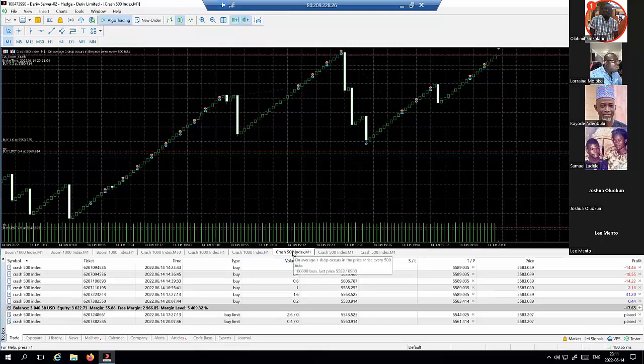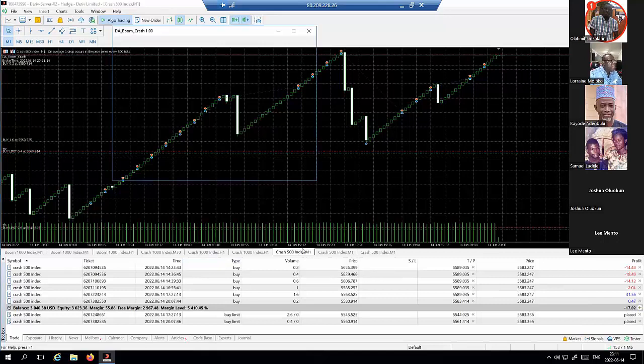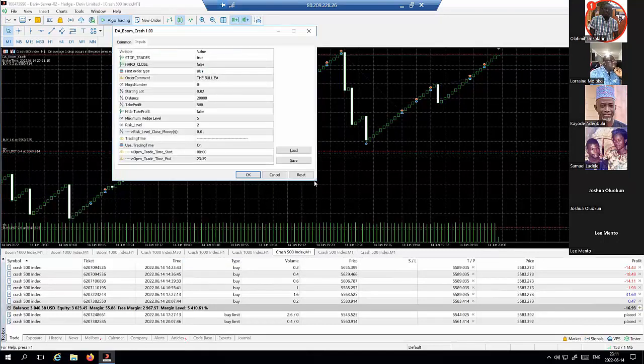Now, if you come to chart number 1, I'm talking about the Crash account I'm trading. This is my live account. There's nothing hidden there. So if I come to my chart 1, if you look at my chart configuration very well, this is my chart 0.